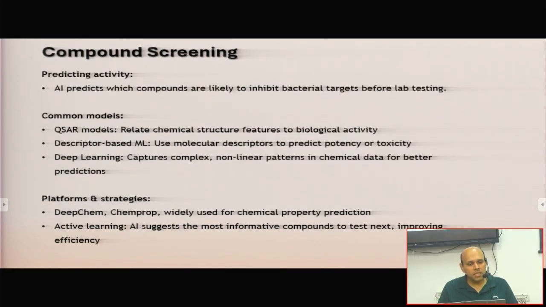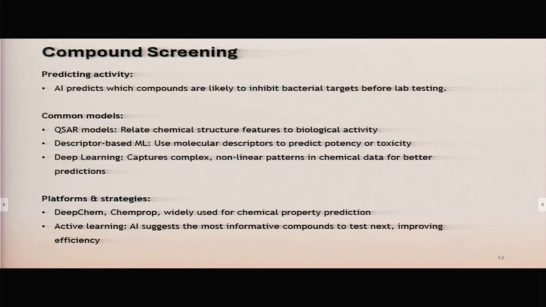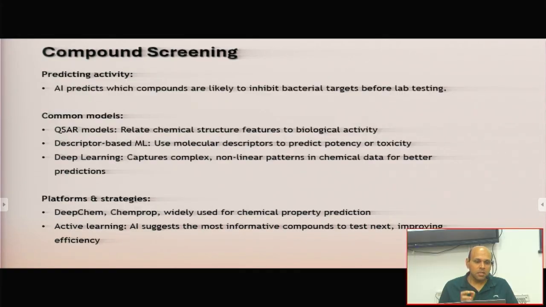Compound screening, predicting activity. So AI predicts which compounds are likely to inhibit bacterial targets before lab testing. Computationally we can do that. You have got the QSAR, quantitative structure activity relationship models, related to chemical structure features to biological activity.